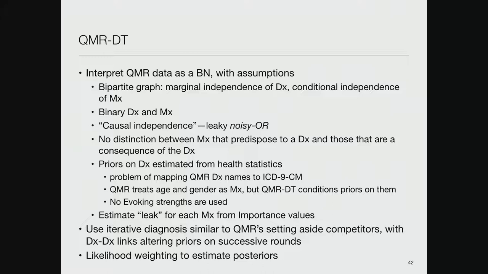So this just says, if there are multiple causes, independent causes of something, how likely is it to happen depending on which of those is present or not? And there's a simplified way of doing that calculation, which corresponds to sort of causal independence and is computationally reasonably fast to do. And then they also estimated priors on the various diagnoses from national health statistics, because the original data did not have priors. They wound up not using the evoking strengths, because they were doing a pretty straight Bayesian model where all you need is the priors and the conditionals. They took the frequency as a kind of scaled conditional and then built a system based on that. And I'll just show you the results.